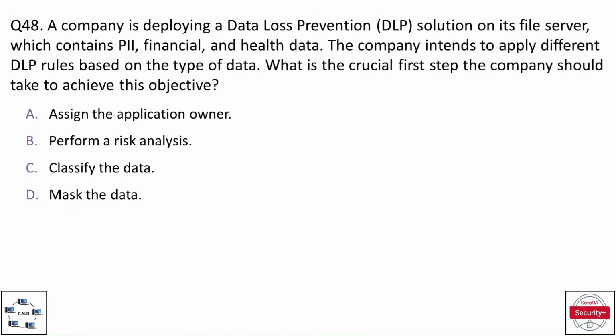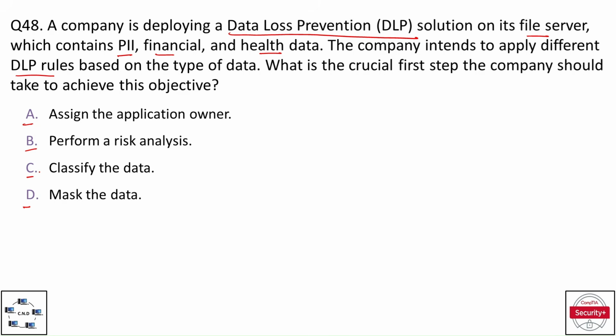Question number 48. A company is developing a data loss prevention solution, that is DLP solution, on its file server, which contains PII, that is personally identifiable information, financial and health data. The company intends to apply different DLP rules based on the type of data. What is the crucial first step the company should take to achieve this objective? And the options are: option A, assign the application owner; option B, perform a risk analysis; option C, classify the data; and option D, mask the data.